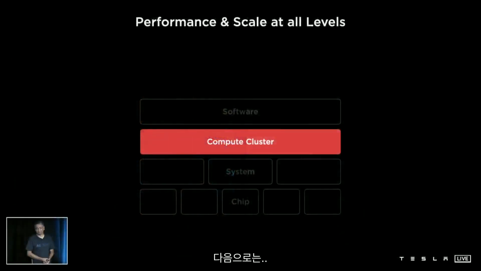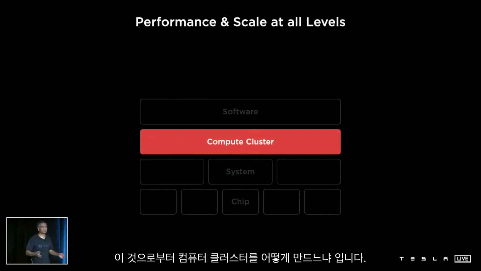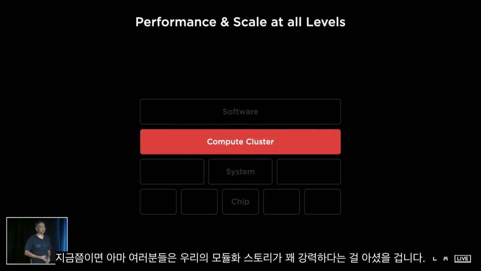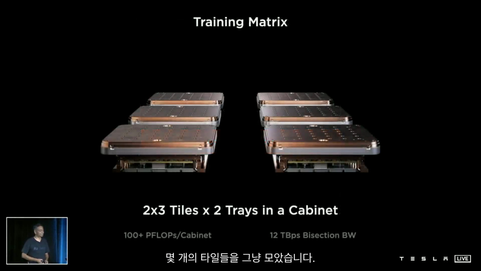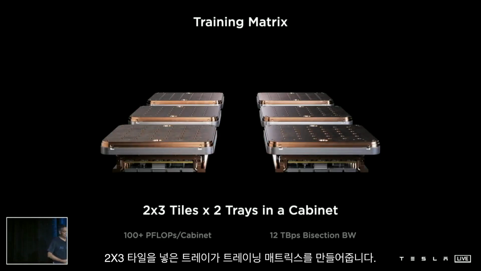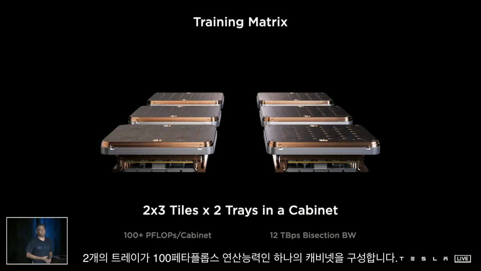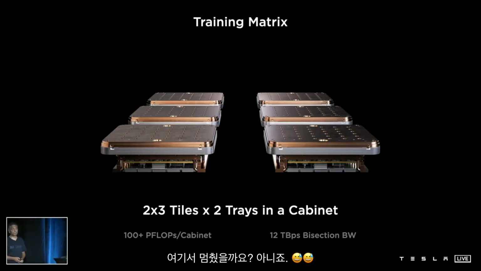Next up, how to form a compute cluster out of it. By now, you must have realized our modularity story is pretty strong. We just put together some tiles. We just tiled together tiles. A 2x3 tile in a tray makes our training matrix, and 2 trays in a cabinet give 100 petaflops of compute. Did we stop here? No.